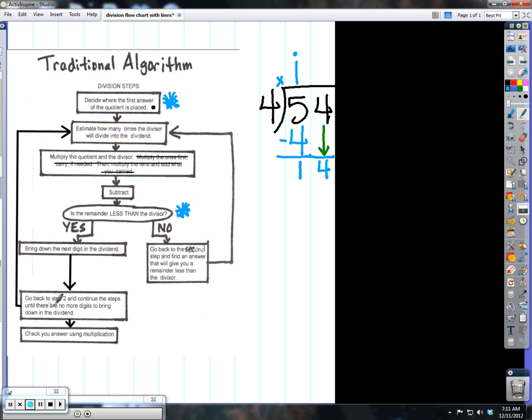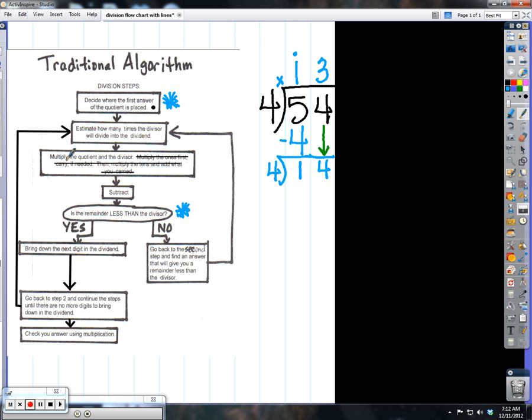Our next step, we go back to step 2 and continue the steps until there are no more digits to bring down in the dividend. So we go back to step 2 and we estimate how many times the divisor will divide into the dividend. This means the new dividend. The new dividend is now 14. Many times students like to turn this into a division bracket and recopy the divisor right here to show that we have a new problem. So 4 goes into 14 3 times. So the 3 will go up here above the 4 that we just brought down.